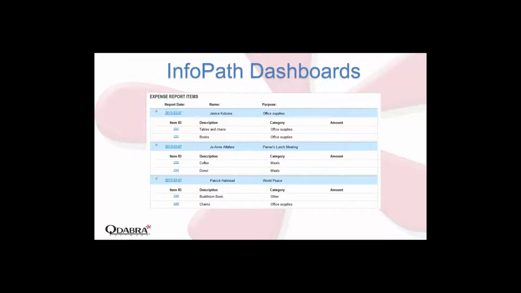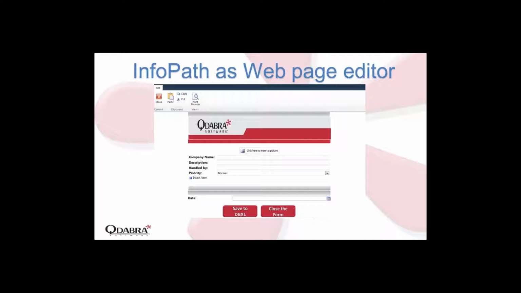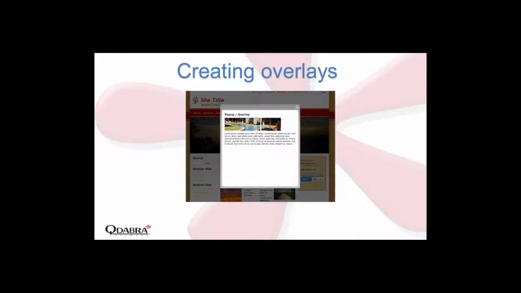Aside from that, we will also be tackling InfoPath as a web page editor. This is actually an InfoPath form which looks like a web page. And then the next topic is creating an overlay. Overlays often appear on web pages when you click on something and then a pop-up appears, which seems to be floating from the page. Yes, that is possible with InfoPath.